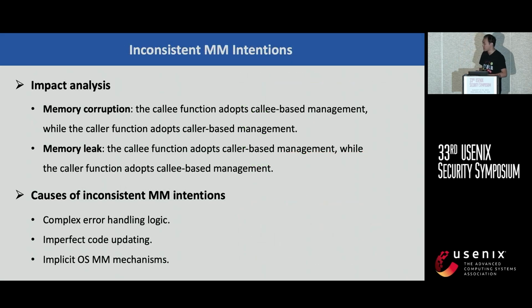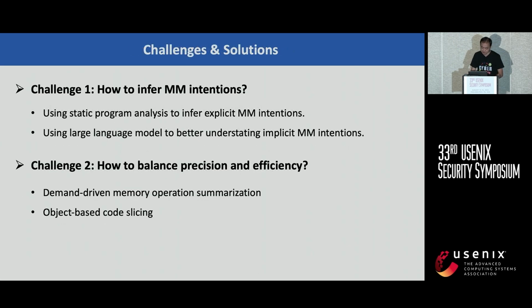And due to the different strategies, there can be conflicts when there are intention inconsistencies. For example, if a callee function adopts callee-based management and its caller also tries to release the resources, then usually memory corruption occurs. Conversely, if both the callee and the caller tend to leave the release duty to the other, a memory leak usually happens. These inconsistencies are often due to complex error handling logic, imperfect code updating, and some implicit operating system mechanisms.